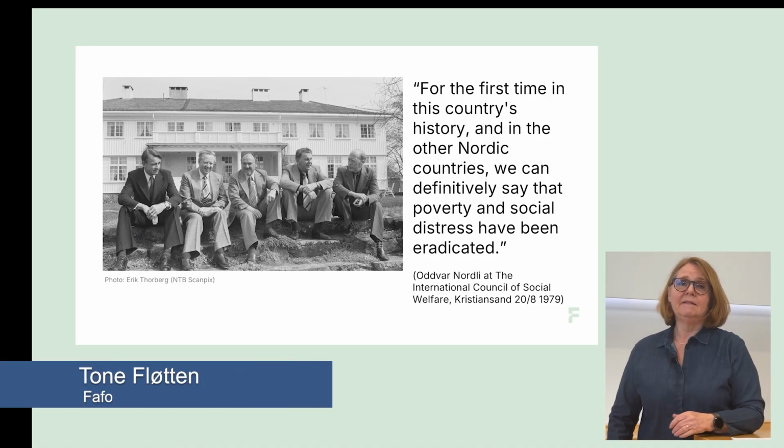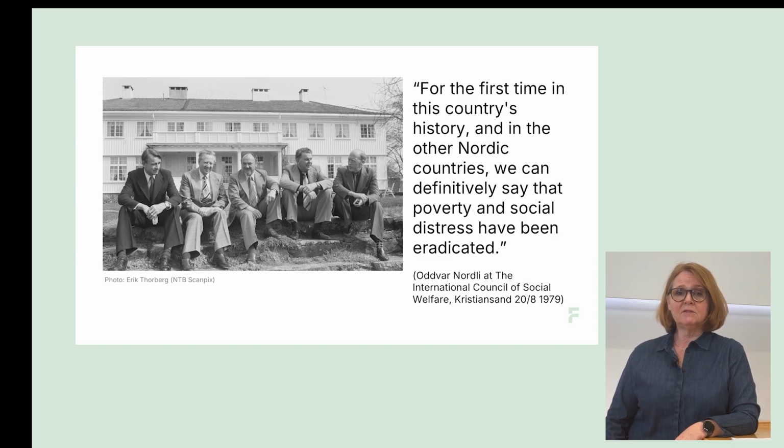At a meeting at the International Council of Social Welfare in 1979, the Norwegian Prime Minister, Odvar Nordli, sitting together with his Nordic colleagues, stated the following: "We have reached our main target. For the first time in this country's history and in the other Nordic countries, we can definitely say that poverty and social distress have been eradicated. Historically speaking, this accomplishment is remarkable," Odvar Nordli said. Still, here we are, 45 years later, discussing child poverty in the Nordics.